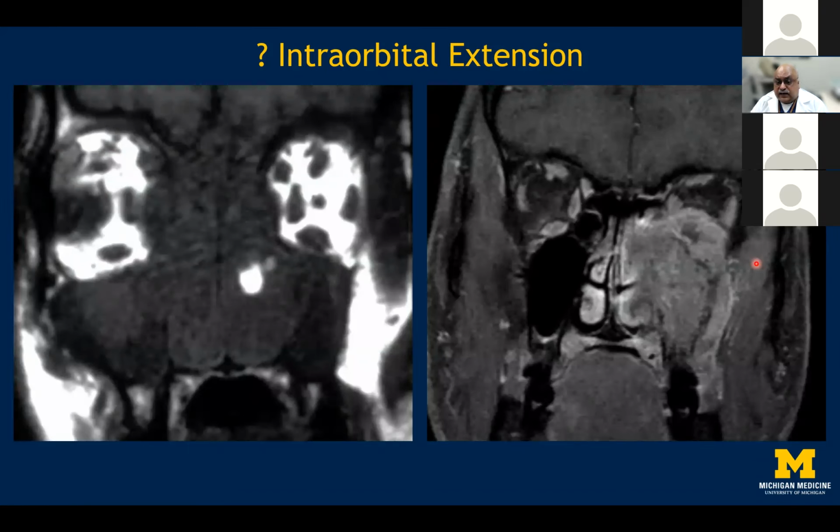So fat-sat and pre-fat-sat images, both of them are important for accurate estimation of the extension of the lesion from the paranasal sinuses to the orbit or to the intracranial compartments.